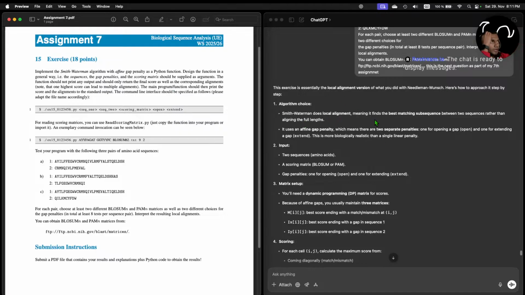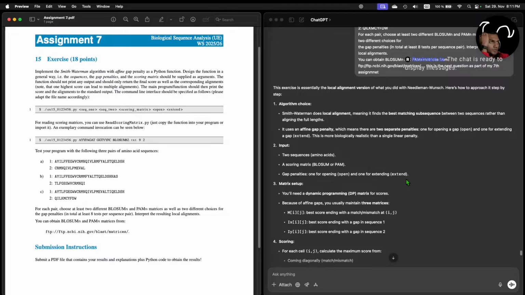Smith-Waterman does local alignments, meaning you find the best matching subsequences between two sequences rather than aligning the full length. It uses affine gap penalties, which means there are two separate penalties, one for opening a gap and one for extending a gap. Yeah, this is more biologically realistic than a single linear penalty. Okay, I do remember the Smith-Waterman algorithm. I do remember doing this.